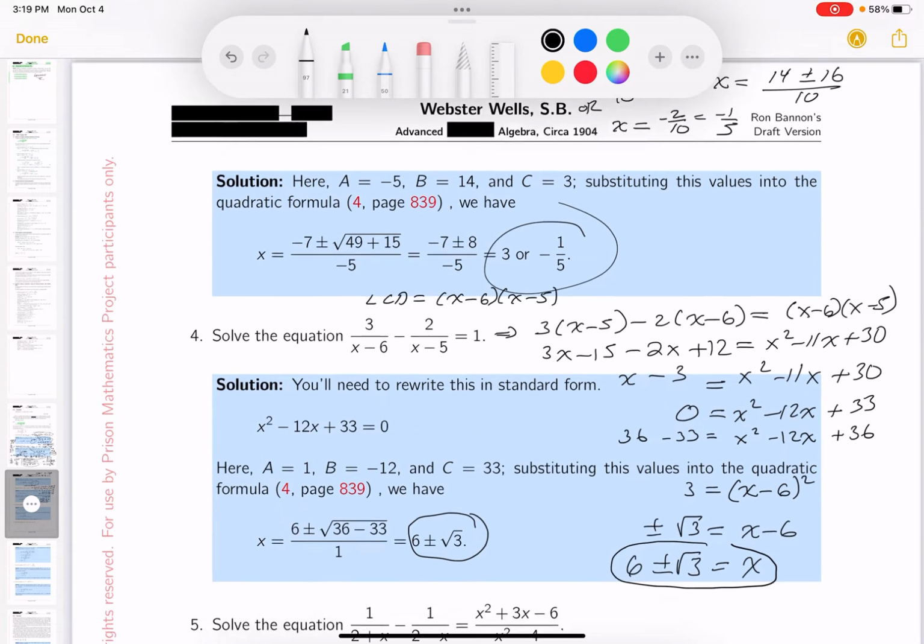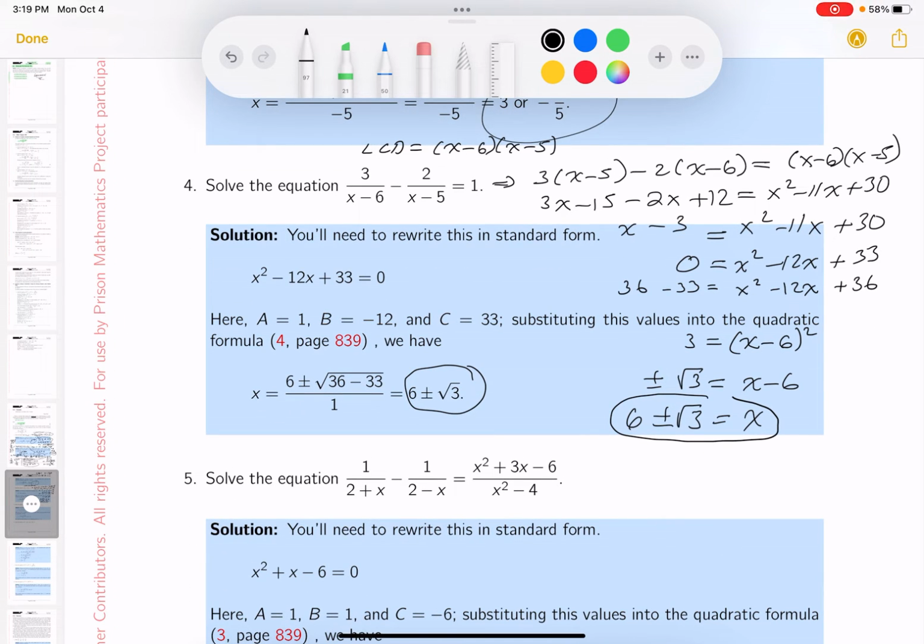I also want to use the quadratic formula. All right, so if I'm using the quadratic formula, I want to point out I'm using it on this thing over here. So the A is 1, the B is minus 12, and the C is 33. Now you would need to know the quadratic formula. Let me write that down for you.